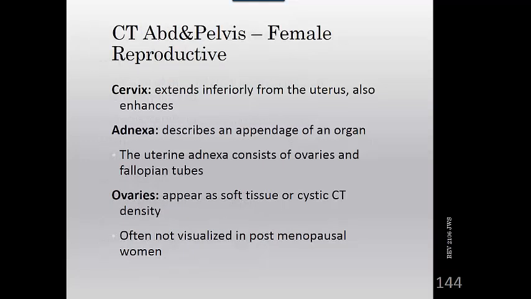The cervix extends inferiorly from the uterus, and it may also enhance after IV contrast. Adnexa is a term used to describe an appendage of an organ. The ovaries and the fallopian tubes constitute the uterine adnexa. The ovaries may demonstrate as soft tissue or cystic in nature and density, and they're located in close proximity to the uterus. The ovaries are often not visualized in postmenopausal women.